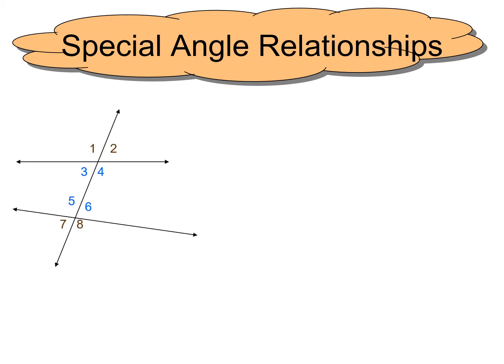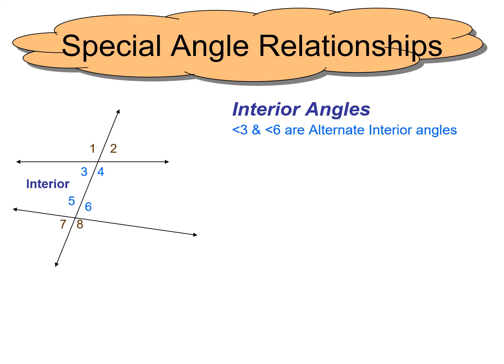So we have to consider also the special relationships of the angles. Considering this figure here, the interior of the two given lines with the transversal line, the interior angles are the following. We have here angles 3, 4, 5, and 6, and the exterior angles would be 1, 2, 7, and 8.